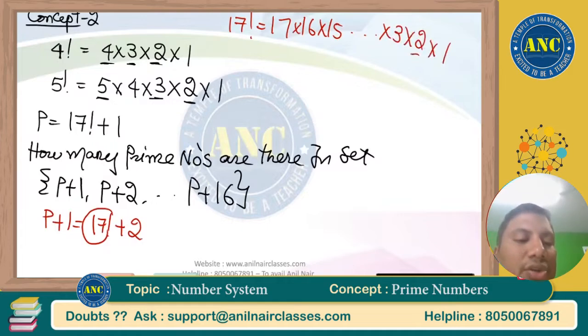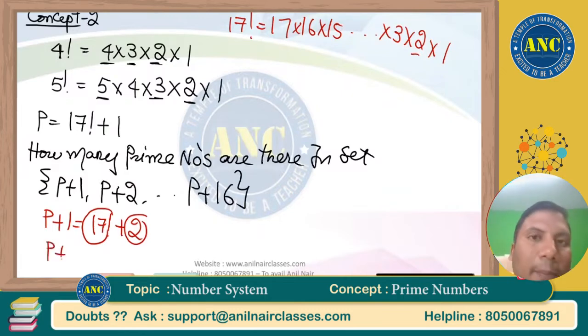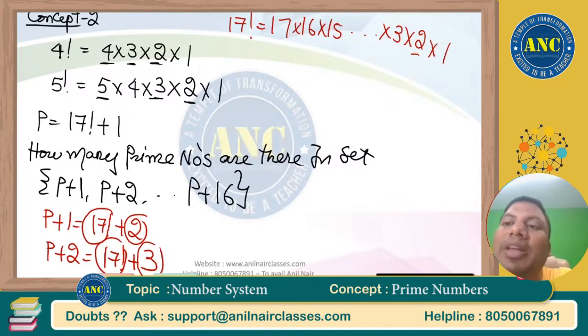So it contains 2. This is divisible by 2. 2 is also divisible by 2. That means the answer is divisible by 2. P plus 2, which is 17 factorial plus 3, is divisible by 3. Answer is divisible by 3 because 17 factorial contains 3.